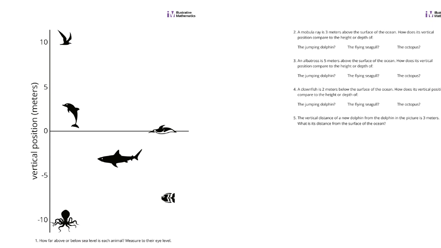Well, let's start up top here with the seagull. Here's the eye level. It looks to be at 10 meters. So we'll label this one at 10 meters. Next, let's go down to the dolphin. Here's the dolphin's eye. Right around here, let's call this 3 meters. Now the penguin, right here, we're at 0 meters, or right at sea level, so 0 meters.